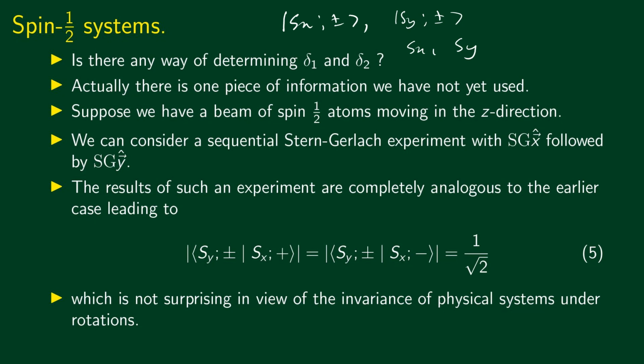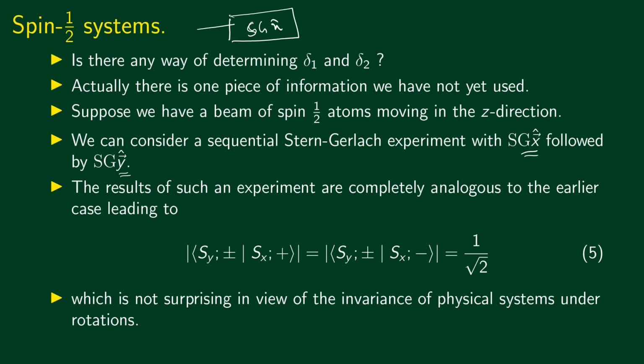Let's see what relation we can use to find delta 1 and delta 2. Alright, so this is the situation. We can consider a sequential Stern-Gerlach experiment with SG x hat followed by SG y hat. Let's put it here. We have an SG x hat apparatus, and a beam of atoms is coming into it.